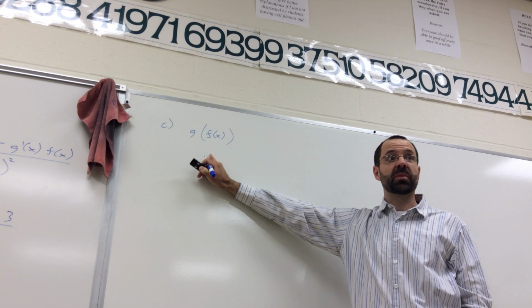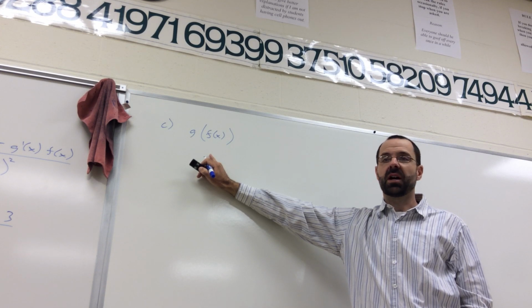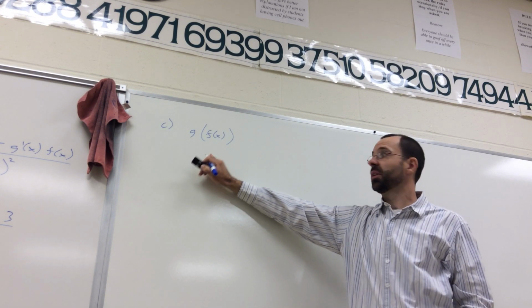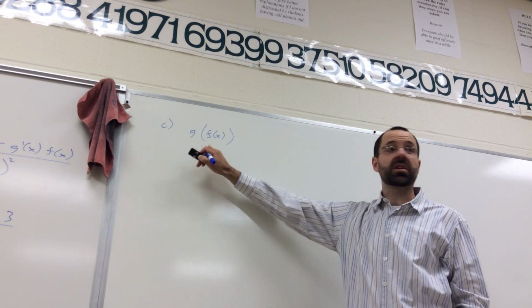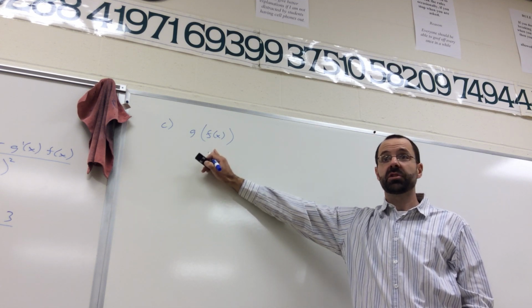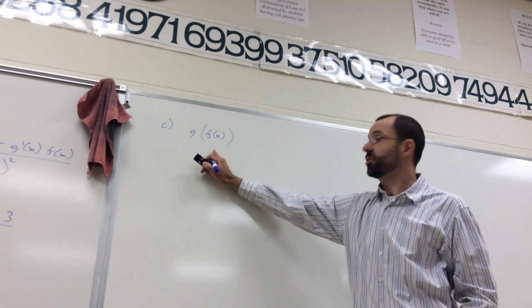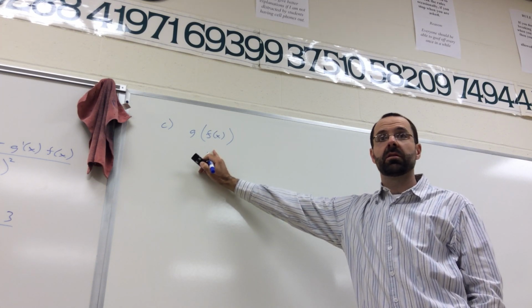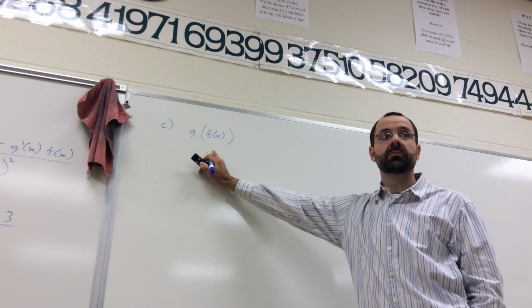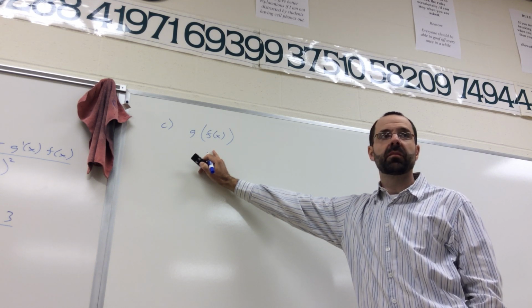It looks like multiplication, right? Because the g is right next to the f of x, but it's not multiplication because it's f of x plugged into g. So this is a composition. So this is chain rule. Okay, so what's the outside function? G, right? And f's inside.